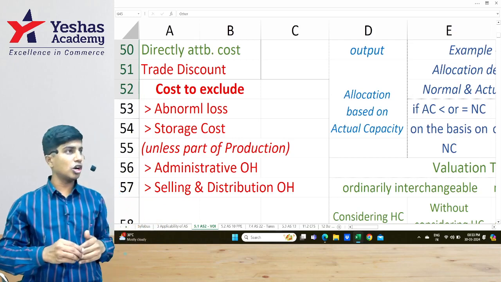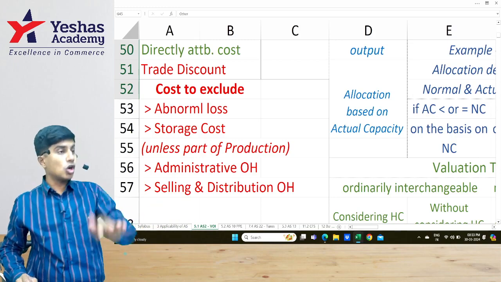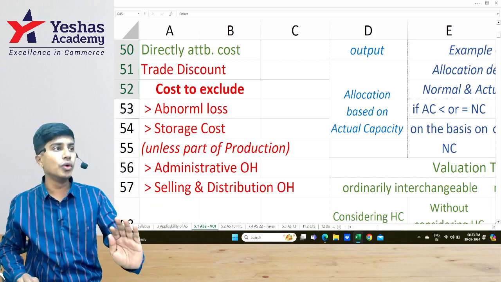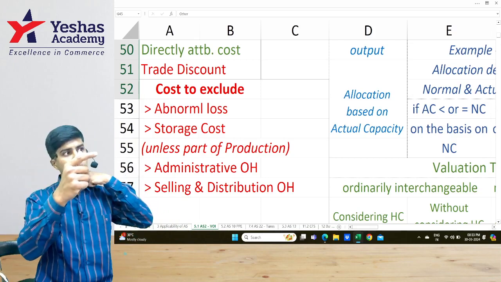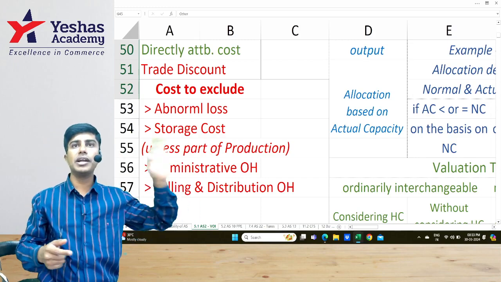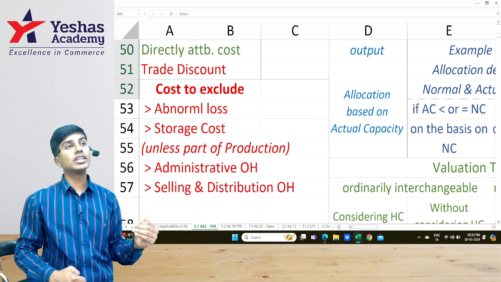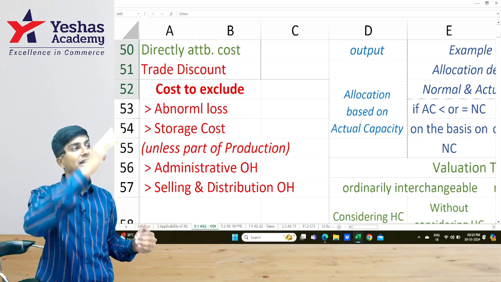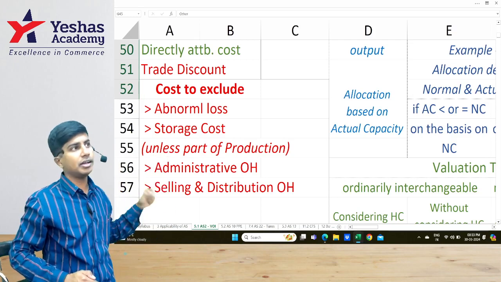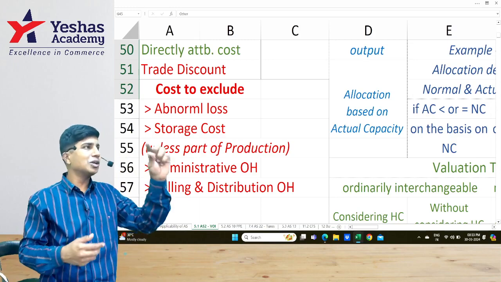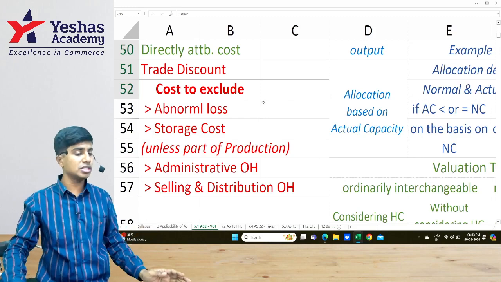I repeat, in the event of normal loss, units are only deducted, value is not deducted, because of which per unit cost will increase for the good units remaining. In the event of abnormal loss, the number of units is reduced, the value assigned per unit is also multiplied and written in the amount column, because of which the total value will also reduce, so there is no increase in per unit rate. Such an amount for abnormal loss should be charged to P&L, it will not be charged to inventory. Normal loss, total value will be the same, per unit cost will increase. So normal loss is included, abnormal loss is excluded.